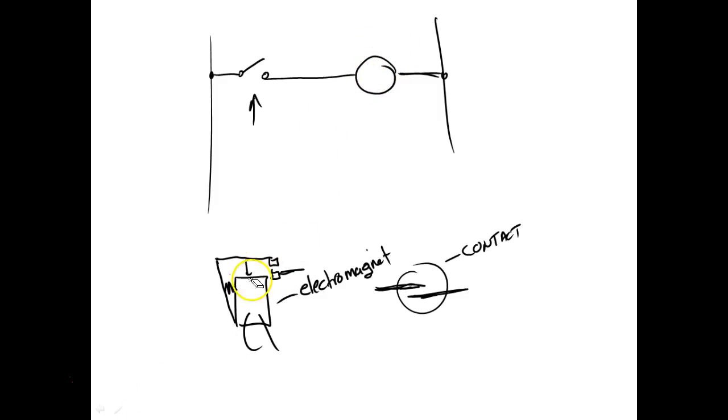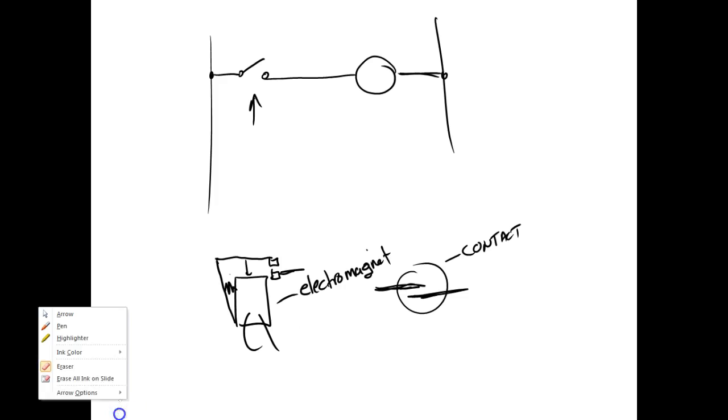So when I come over here and close that, it would energize the electromagnet. That's the actual symbol of the electromagnet itself. We refer to that as a coil, right? And it's going to close a set of contacts.